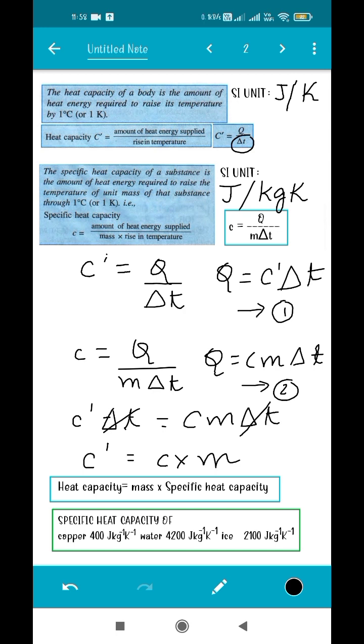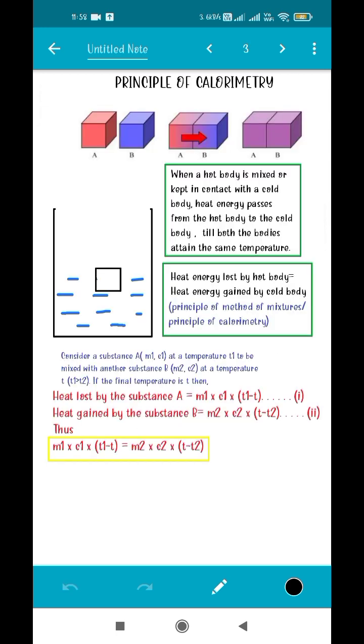So you have to remember the specific heat capacity of three substances. First of all, copper, it is 400 joule per kg per Kelvin. For water it is very high, 4200, and for ice it is a little low, 2100. This high specific heat capacity of water has a lot of uses we will learn in the later parts of the chapter. Now talking about the principle of calorimetry, the basic thing that our chapter deals in.